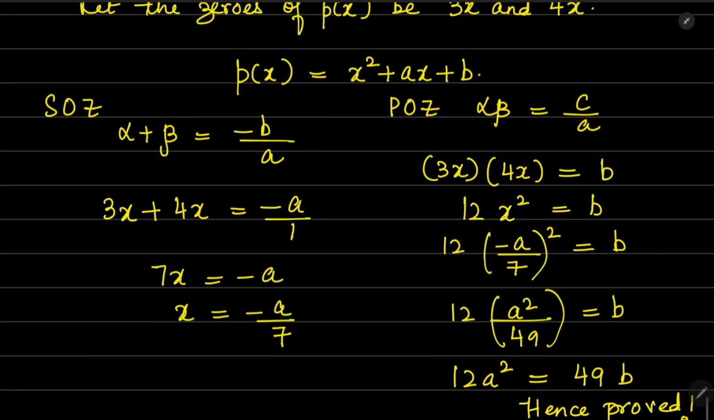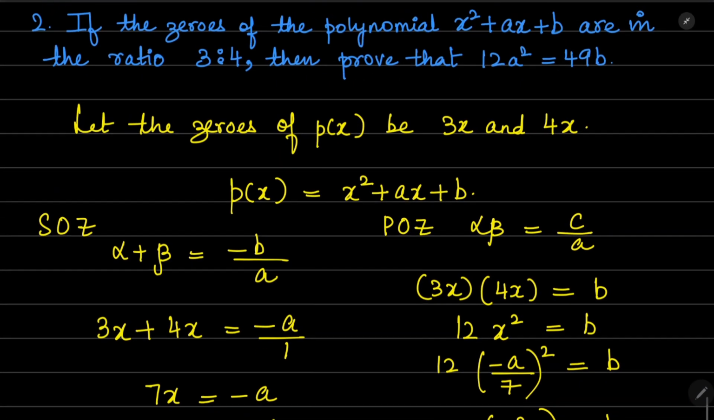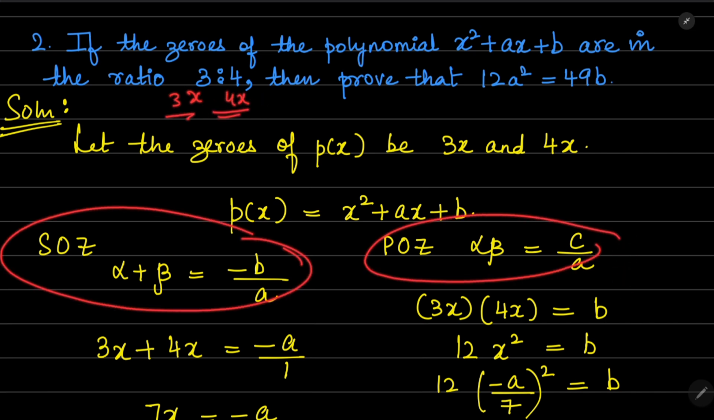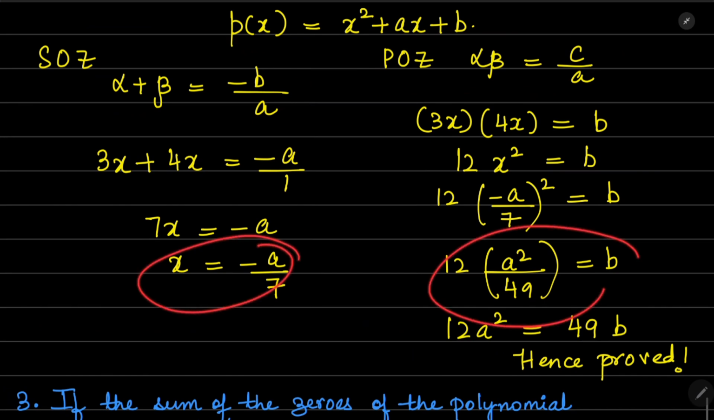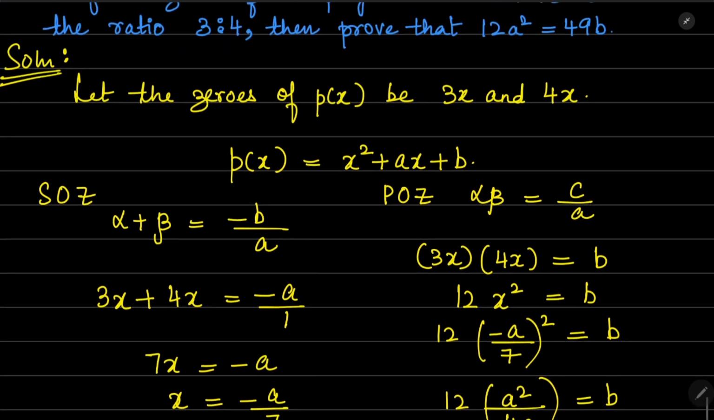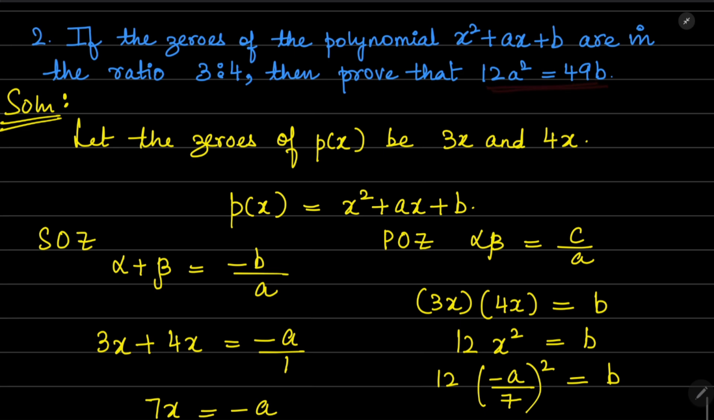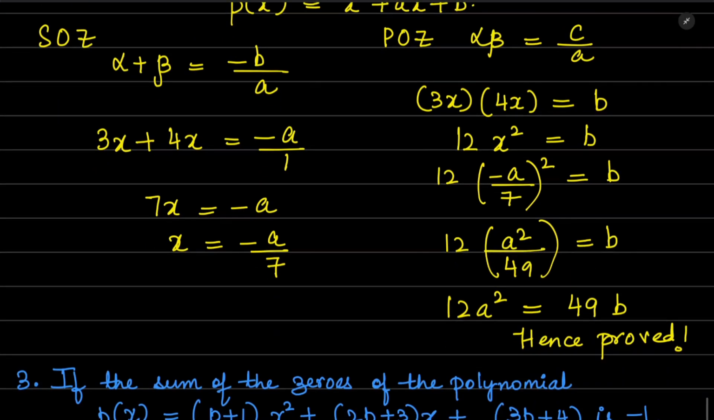So definitely do try it. Very easy. You are given a polynomial and you are given that the zeros are in the ratio of 3:4. So whenever you are given the ratio, just assume that the zeros be 3x and 4x respectively. Find the sum of the zeros, product of the zeros, and you will be able to solve it. Always keep an eye on what you have to prove. So you have to rearrange the terms in such a way that you are able to get to what you have to prove. It's a very easy question again. So please do try it out. Now let's move on to the third question.